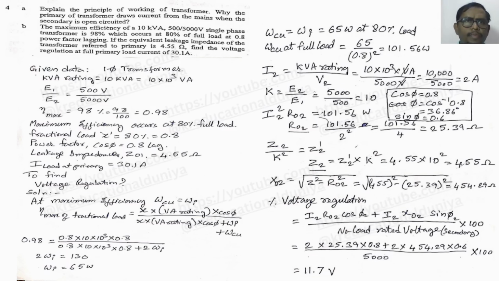4B: the maximum efficiency of a 10 kVA, 500 by 5000 volts single phase transformer is 98%. Okay, so kVA rating they have given 10 kVA, that is 10 into 10 power 3 volt amperes, 500 by 5000 volts, that is they have given E1 value and E2 value. E1 value is 500 volts and E2 value is 5000 volts. So the maximum efficiency is 98%.